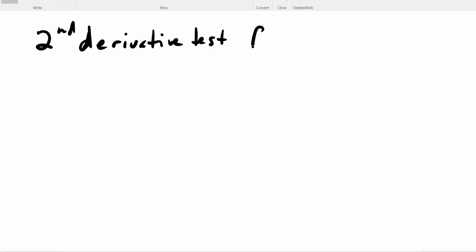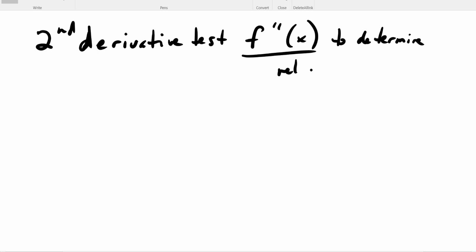So of course, the second derivative test is using f double prime of x, and we're going to use f double prime of x to determine relative mins and maxes. Okay, second derivative test. So let me just give you a quick example here.